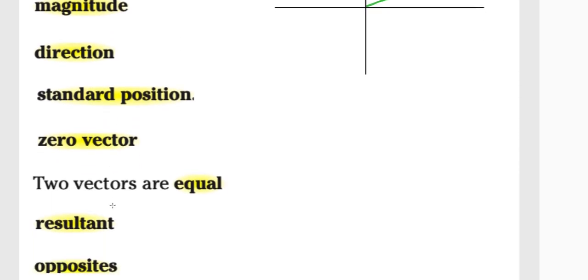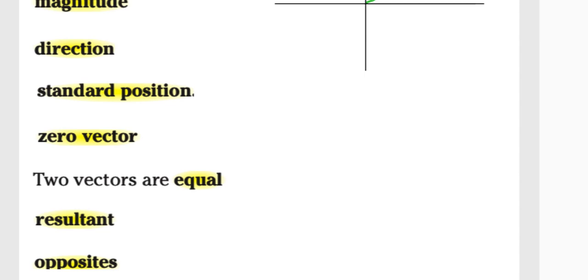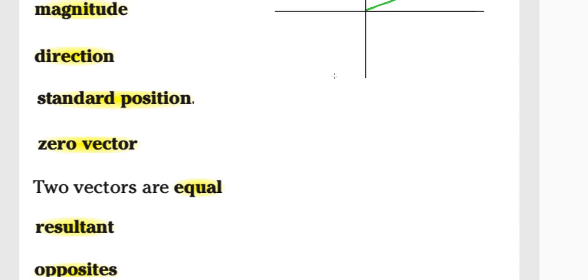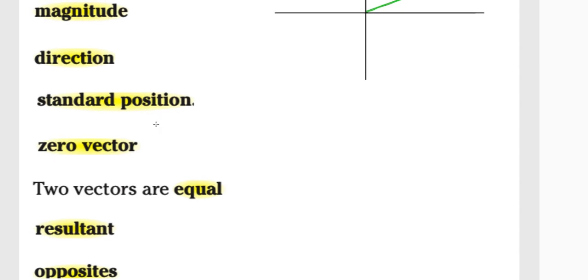A zero vector has the same idea. We think of it as having a magnitude and a direction, but when we're dealing with a zero vector, the magnitude will be 0, but the direction can be in any direction. So a zero vector has a magnitude of 0 and a direction in any direction, because it doesn't really matter.